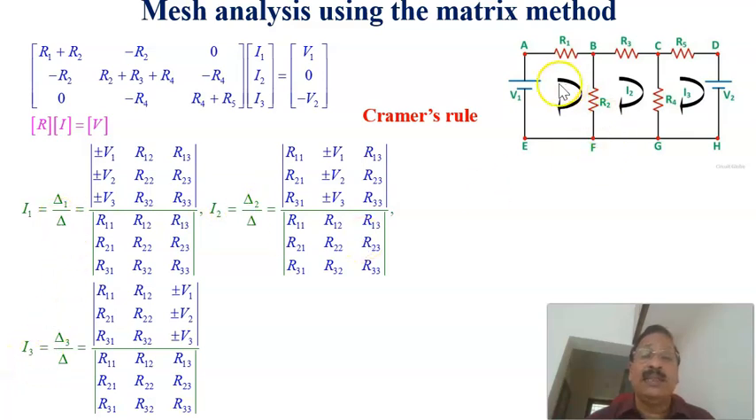Like that, we'll be finding out the mesh currents I1, I2, and I3 using Cramer's rule. Then we can find out the branch currents. For example, the branch current through this one is equal to I1 minus I2. The branch current through this one is equal to I2 minus I3. Like that, we can calculate the branch currents.